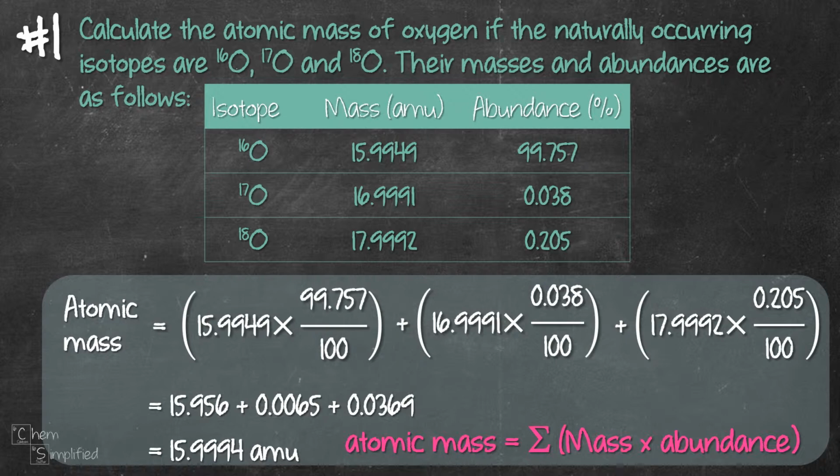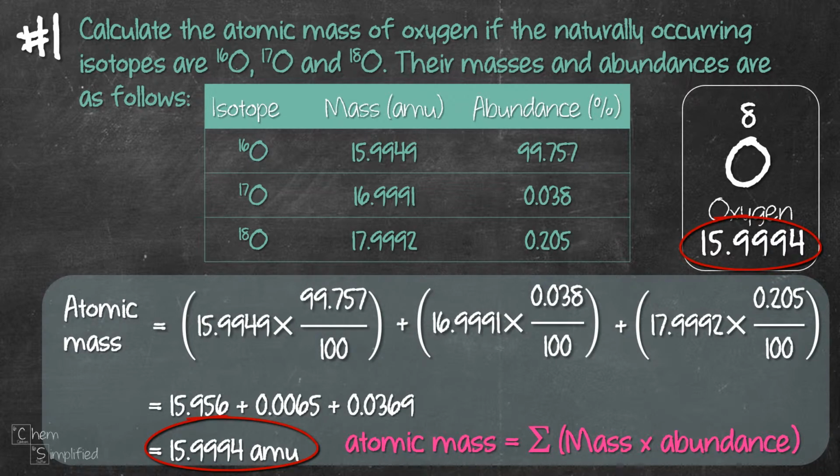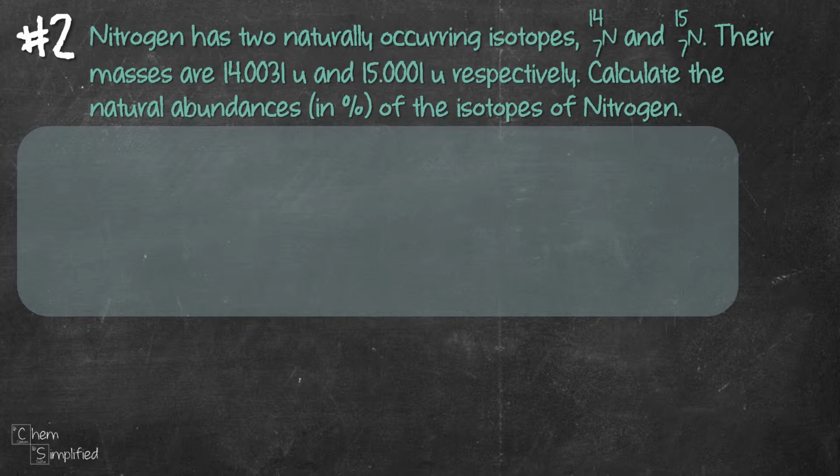Looks like we have calculated the atomic mass successfully, since it is the same value that we can find in the periodic table. Now this is a straightforward question. Let's move on to another question which is not as straightforward. This question is telling us that nitrogen has two isotopes, nitrogen 14 and nitrogen 15. It gives us their masses, but it didn't give us the abundances. And we're supposed to figure out the abundance for each of the isotopes.